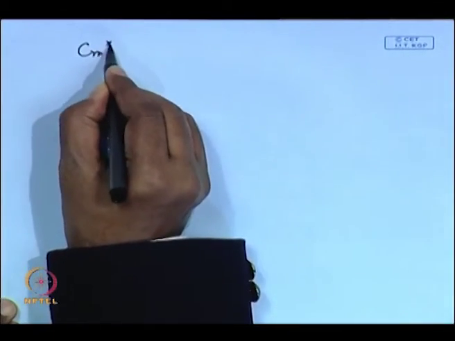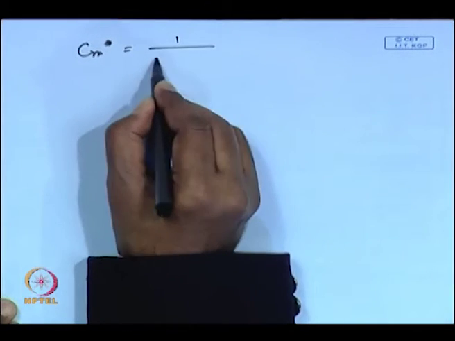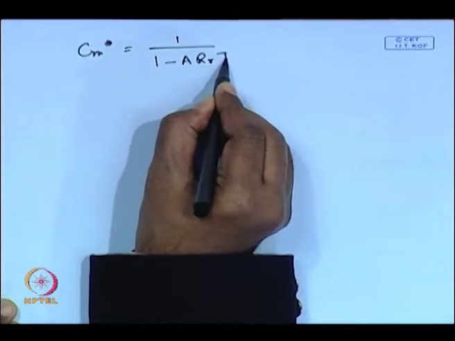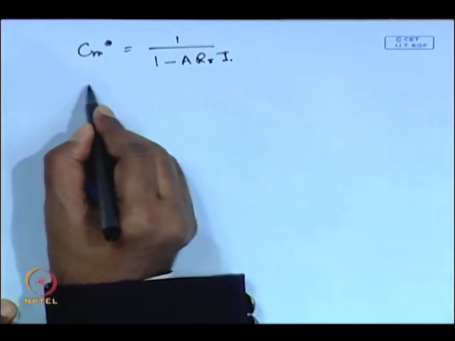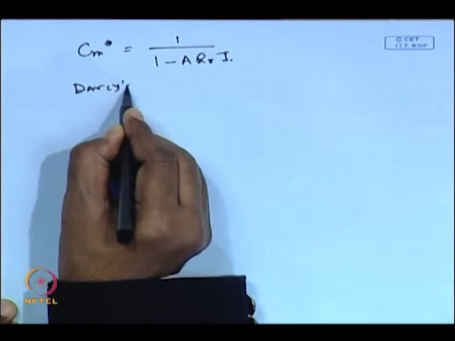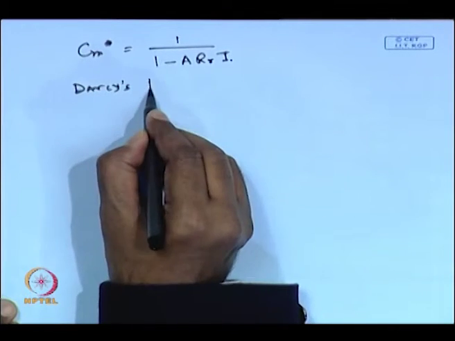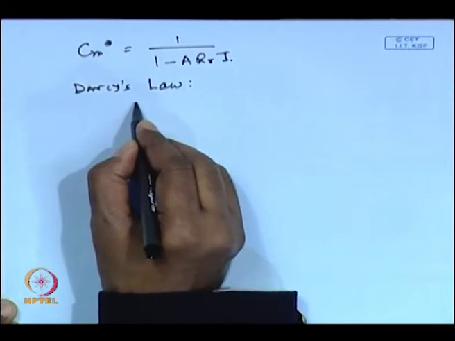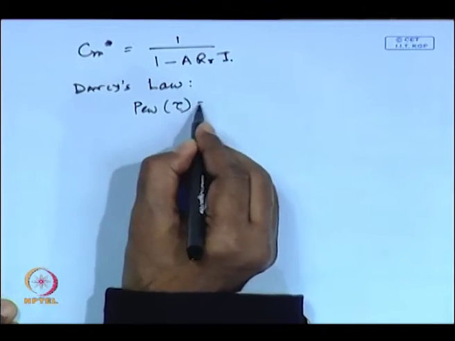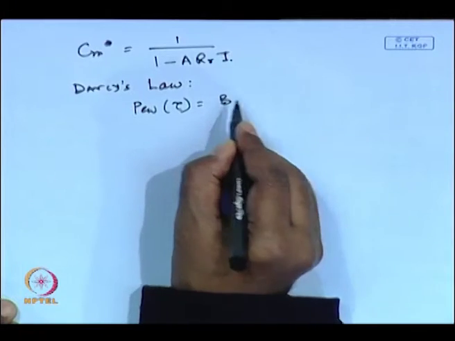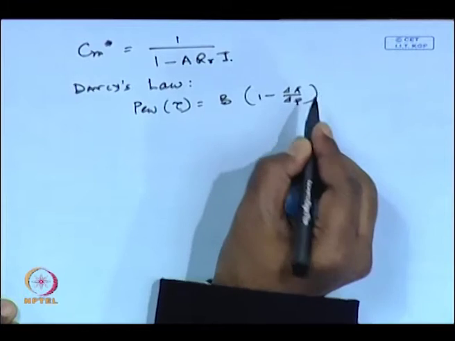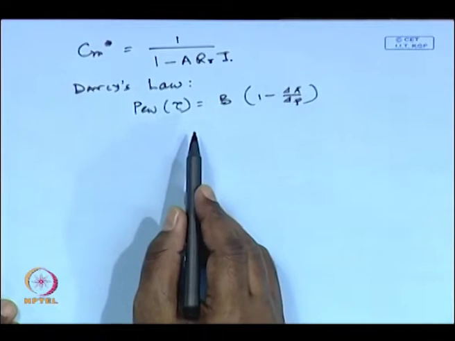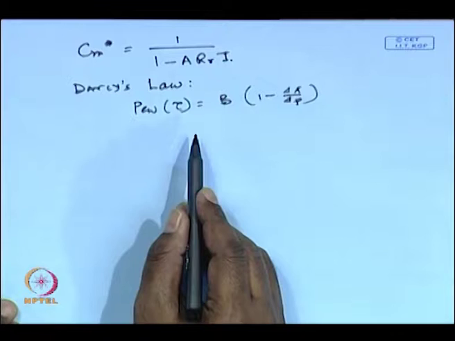So, we write down that Cm star is nothing but constant K2, equal to 1 over 1 minus A RR. And Darcy's law will be valid as the solvent flux equation through the porous medium for every point of time. If you remember, the non-dimensional form of Darcy's law will be Pw tau equals B into 1 minus delta pi divided by delta P. How do you obtain this equation? This equation is obtained by the non-dimensionalization of Darcy's law.